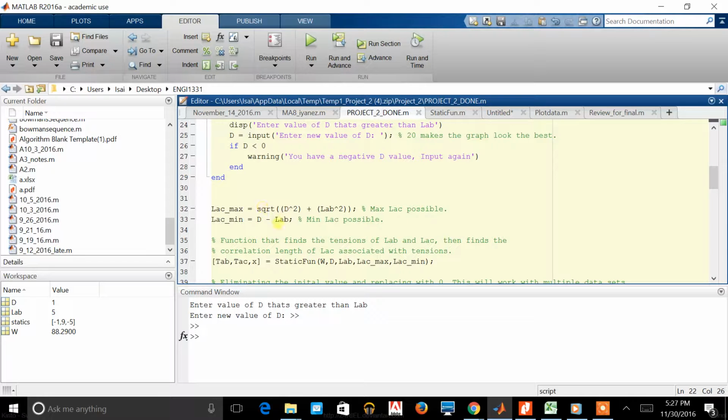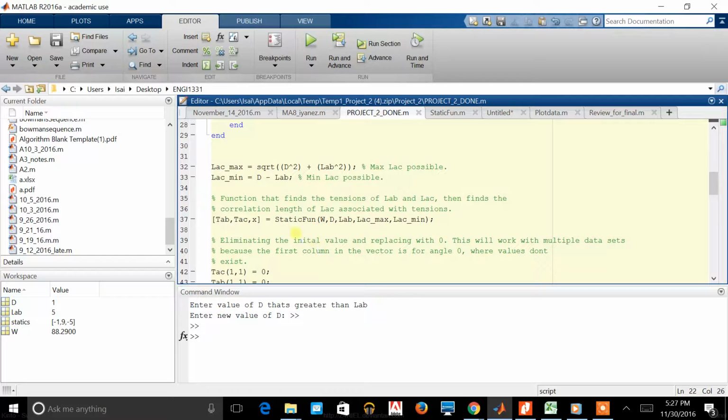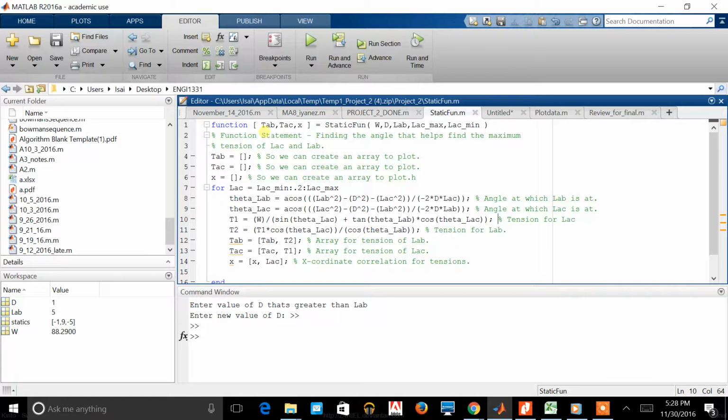We then call on our function static fun. So this takes us to task 3, which tells us to create a function in which it has the outputs TAB, TAC, and X, and has the following inputs WD, LAB, LAC max, LAC min. And then it tells us to name this function static fun.